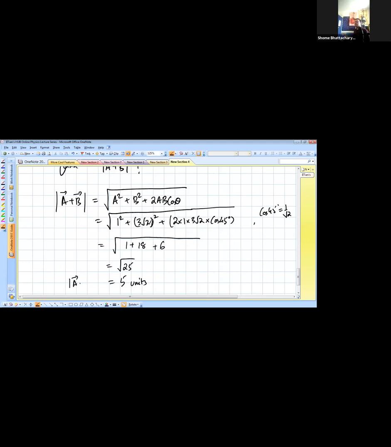Now the unit could be anything depending on what the vectors A and B are. If they are force vectors, then that unit is newtons or dynes.